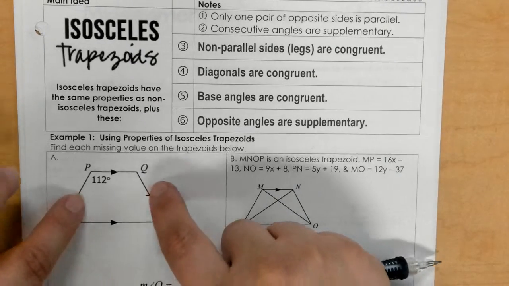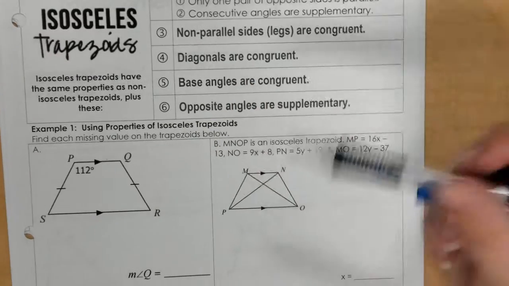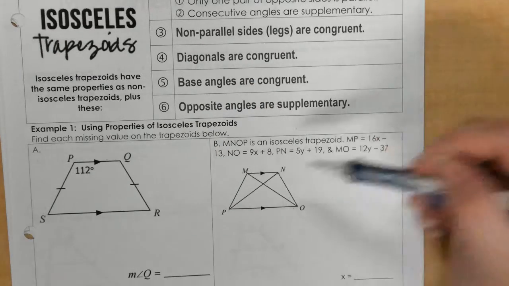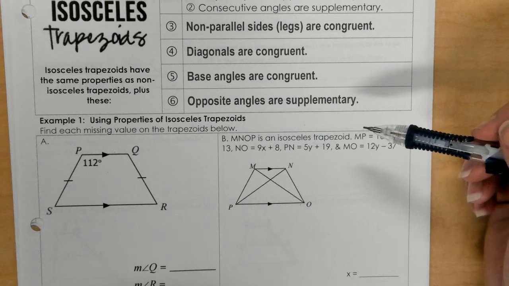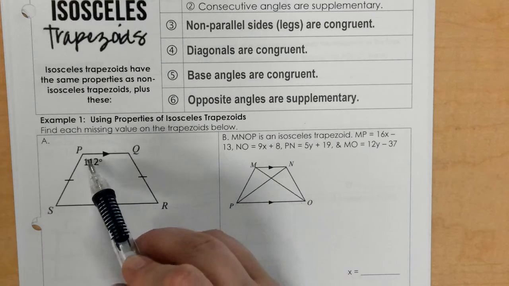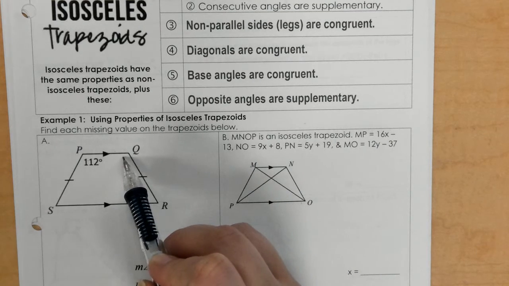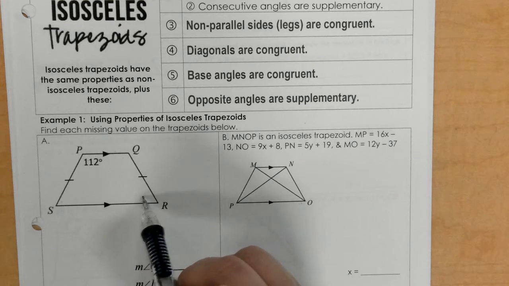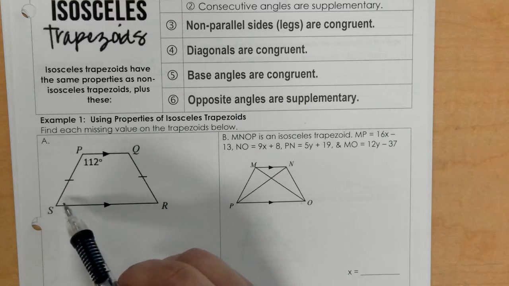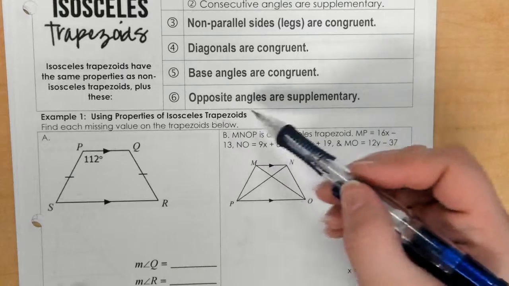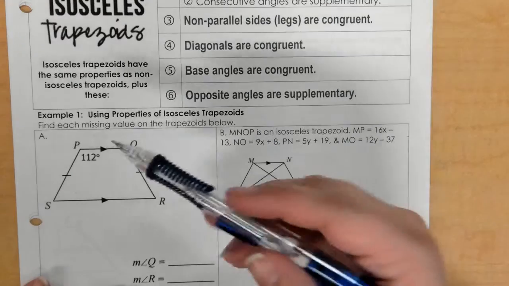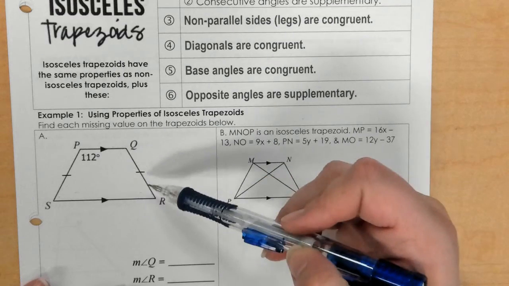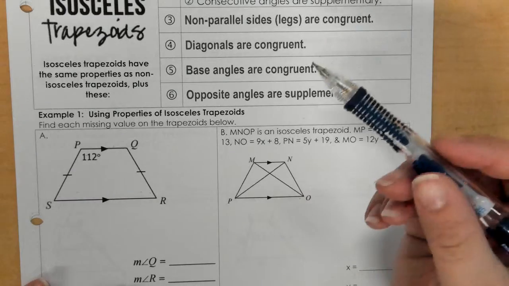So these are congruent. Diagonals are congruent, so like MQ is equal to PN. Base angles are congruent, so like if this is 112, this is 112. These are also the same. 180 minus 112, it'd be whatever that is. Opposite angles are supplementary, so 112 plus this angle equals 180.